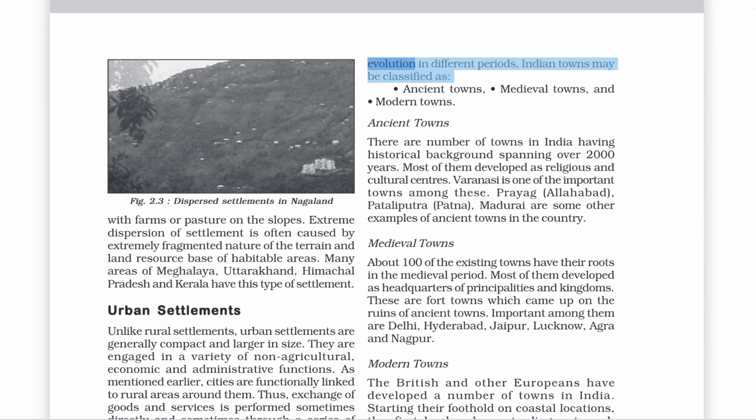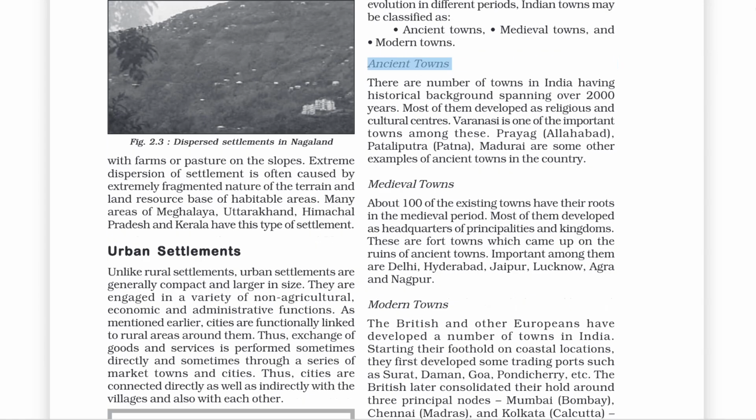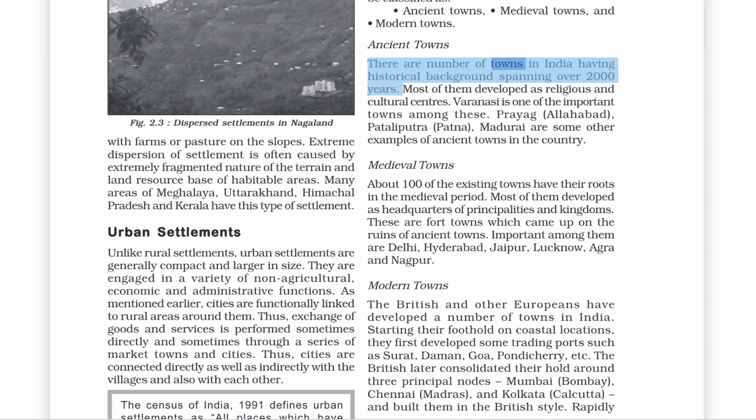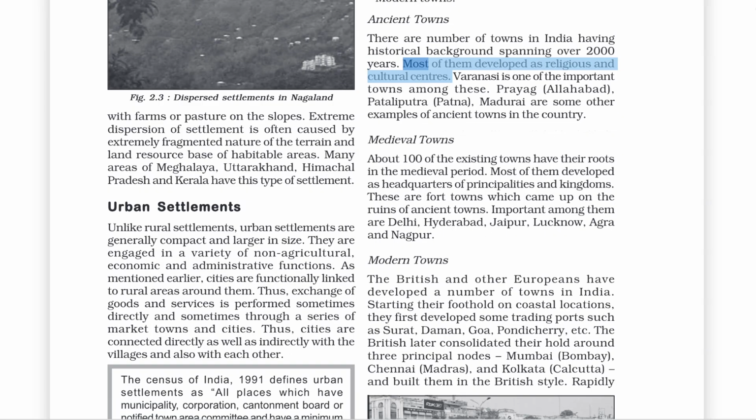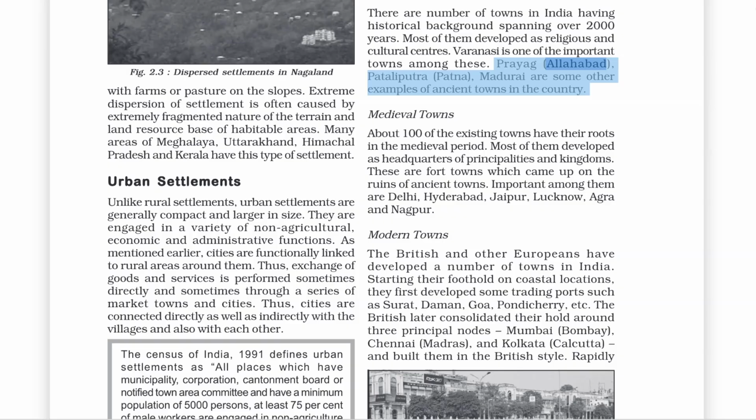Human settlements. Evolution in different periods. Indian towns may be classified as ancient towns, medieval towns, and modern towns. Ancient towns. There are a number of towns in India having historical background spanning over 2,000 years. Most of them developed as religious and cultural centers. Varanasi is one of the important towns among these. Prayag, Allahabad, Pataliputra, Patna, Madurai are some other examples of ancient towns in the country.